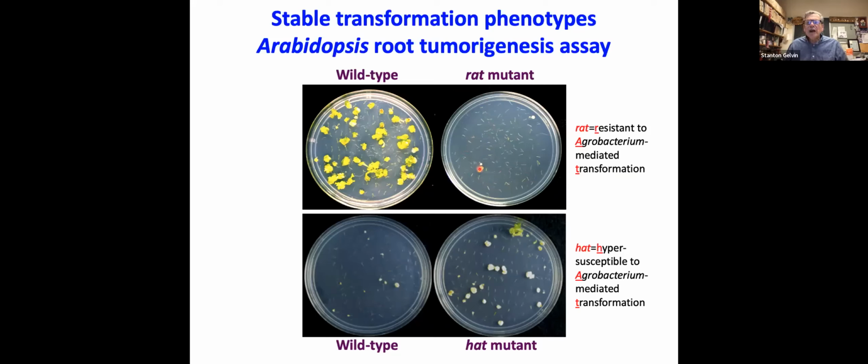Now, we could also do the opposite. We could deliberately infect wild-type plants with a low concentration of Agrobacterium and deliberately get a very, very bad infection, and look for mutants that are hypersusceptible, called hat mutants, or hypersusceptible to Agrobacterium transformation. And we have a number of these mutants also. So when you mutate the gene, you get a higher level of transformation.